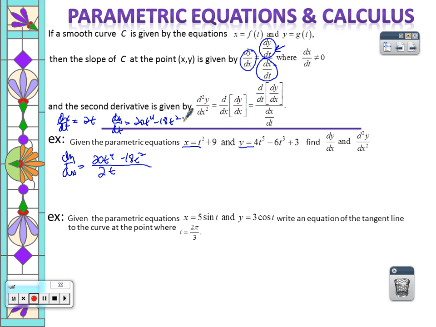If you want to do it in pieces like this, do the ones with respect to t and then jump to this formula, you can. If you want to jump straight to the formula, you certainly can do that too. It's whatever you feel comfortable with.